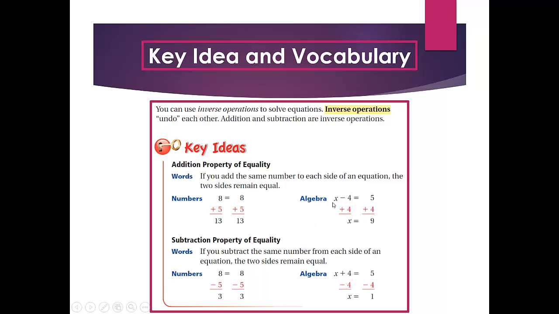For algebra, we have x minus 4 equals 5. We could add 4 to each side, and we can get that x equals 9. We can see by substituting that in, 9 minus 4 equals 5, so that is a true statement.